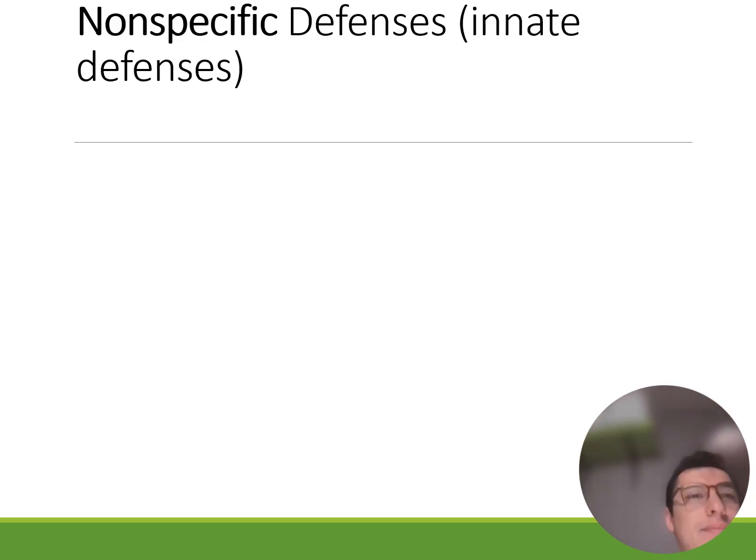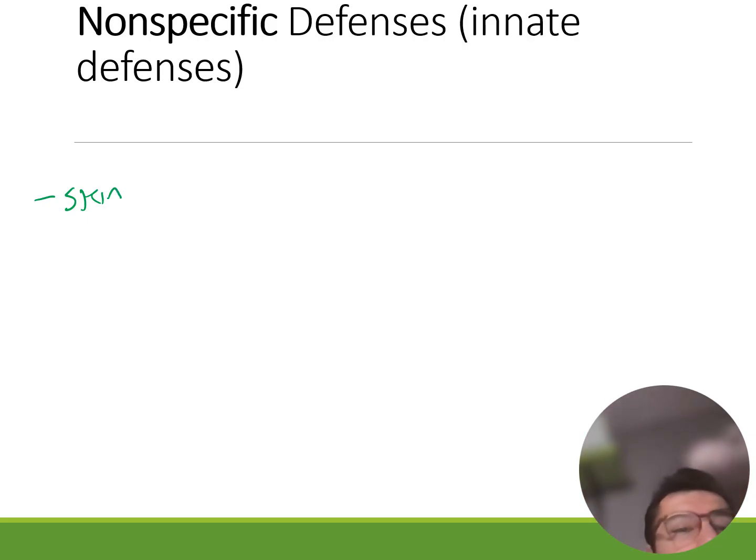So part number one of the review is going to focus mostly on non-specific defenses, and then we'll dive into specific defenses in part number two. For non-specific defenses, I want you to think the first barrier is going to be your skin. Your skin is a physical barrier that is preventing the entry of a lot of pathogens into your body, which is a nutrient-rich environment for pathogens. So pathogens do thrive inside of your body.